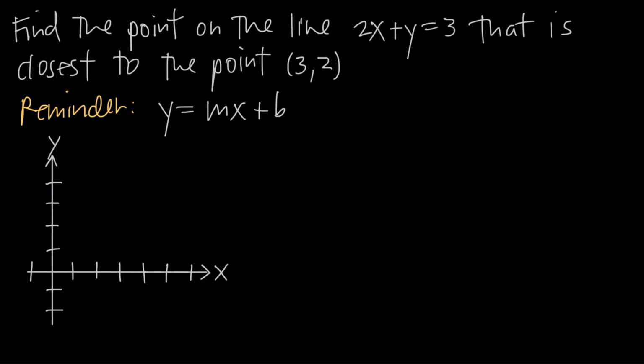In this video, we're doing an applied optimization problem, and we've been asked to find the point on the line 2x plus y equals 3, which is closest to the point (3, 2). So first of all, we have the equation of a line, 2x plus y equals 3.